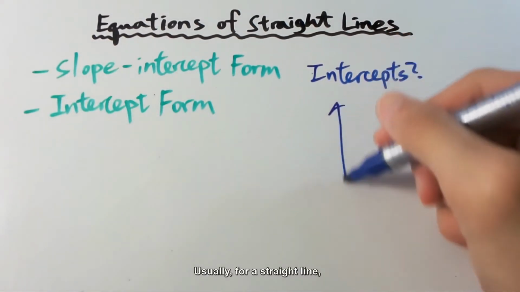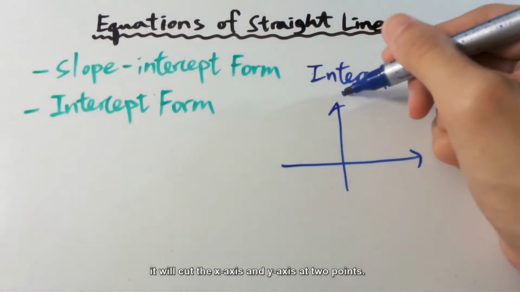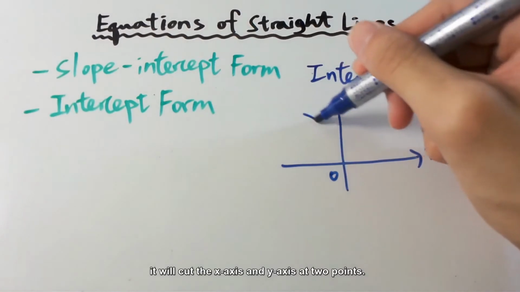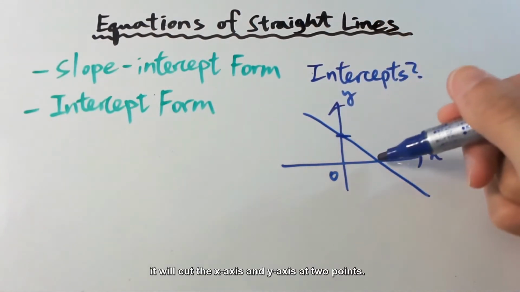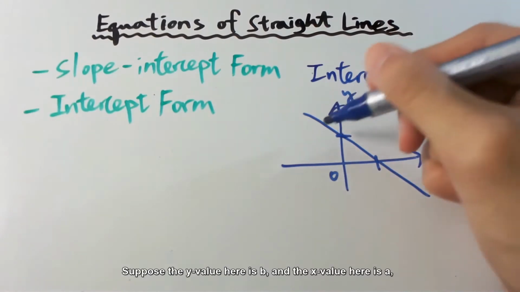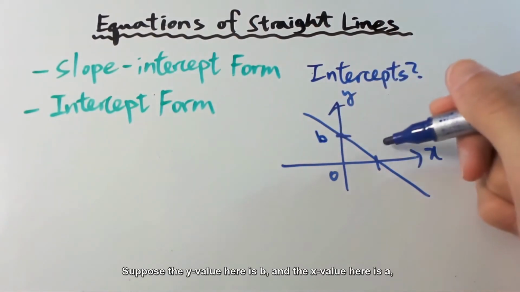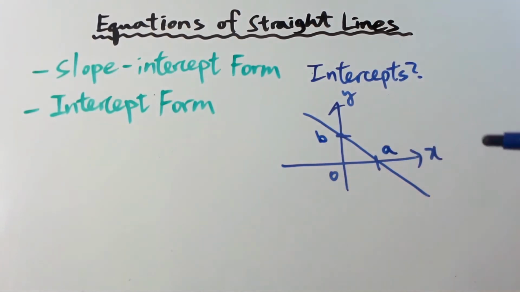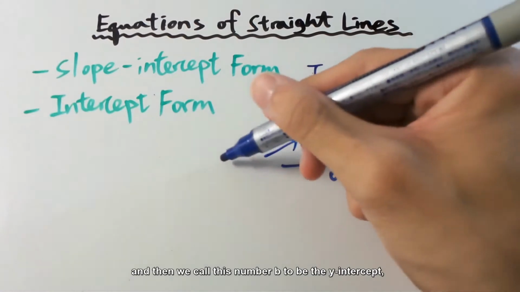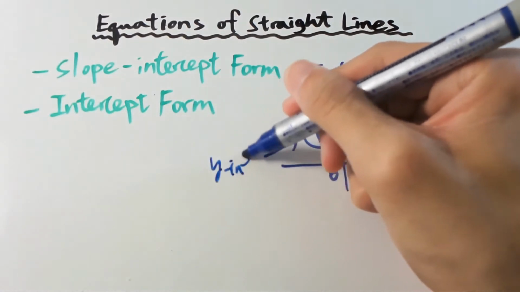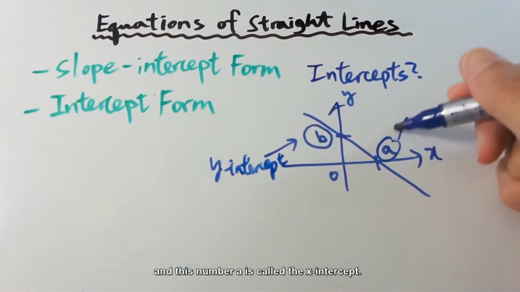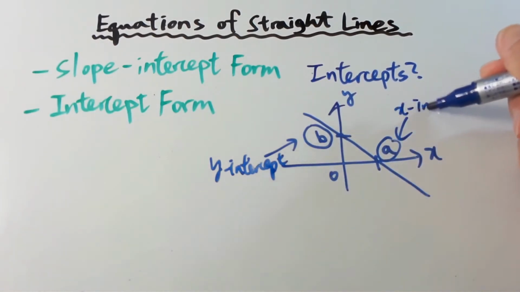Usually a straight line will cut the x-axis and y-axis at 2 points. Suppose the y value here is b and the x value here is a. Then we call this number b the y-intercept, and this number a is called the x-intercept.